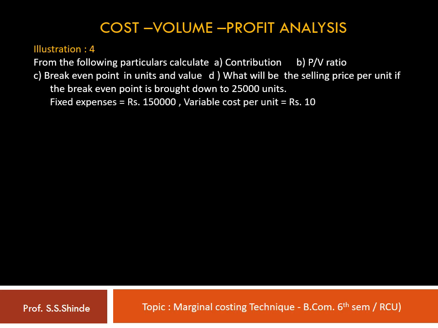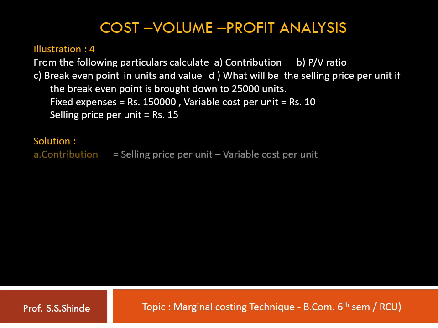Fixed expenses are rupees 1,50,000 and the variable cost per unit is rupees 10. Selling price per unit is rupees 15. Let's try to calculate the different variables from the given information. So let's begin with the first, contribution.